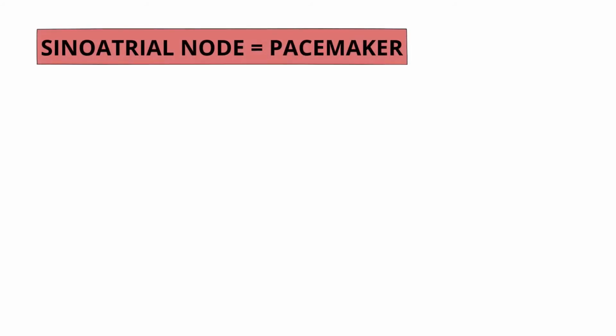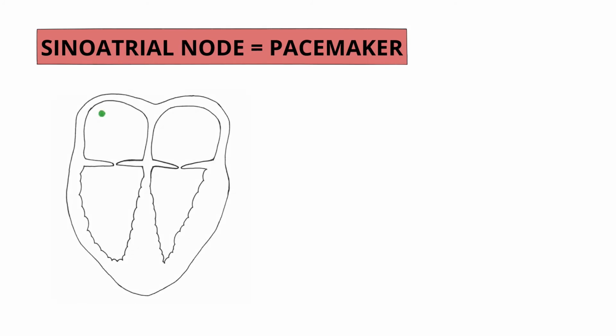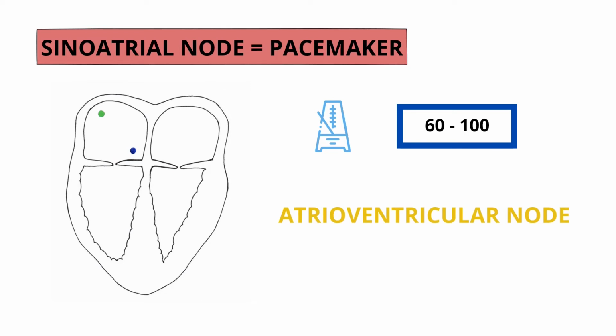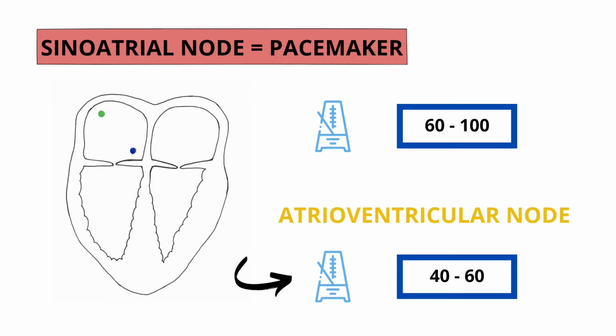All parts of the conduction system don't have a resting membrane potential and spontaneously depolarize. However, the pacemaker is the sinoatrial node. It's because the sinoatrial node has the highest rhythm in which it depolarizes. It's around 60 to 100 a minute. The other parts are a bit slower. However, if theoretically the sinoatrial node wasn't working properly, then the atrioventricular node would be the pacemaker with the frequency of around 40 to 60.